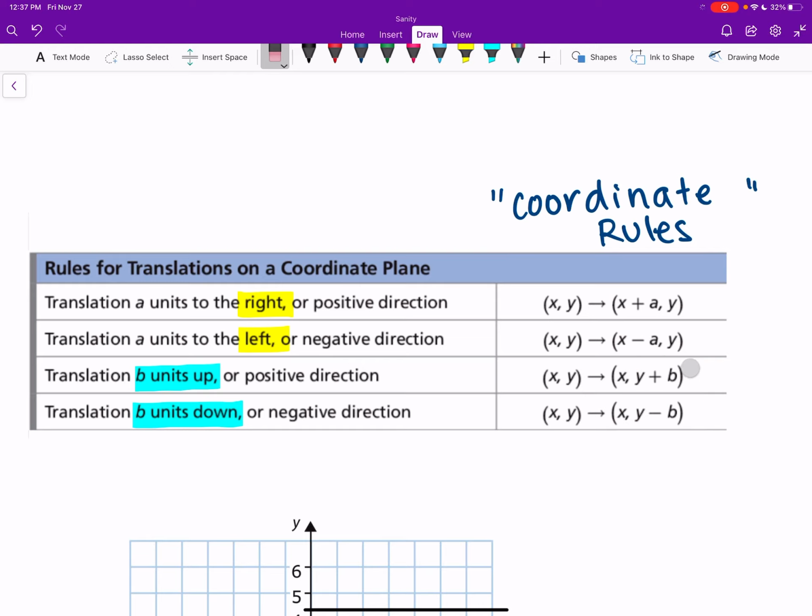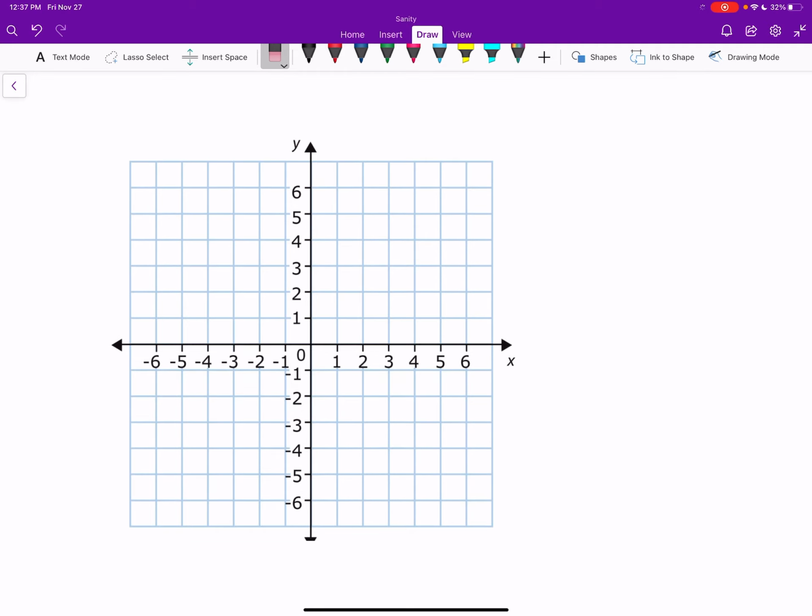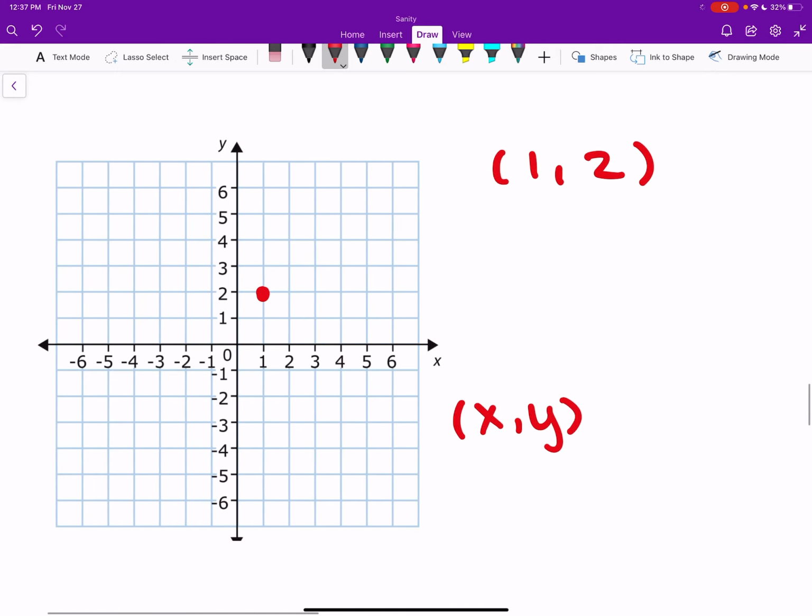Let's look at an example of all these, all right? So I've got a coordinate plane here. Let's say we have a point at 1, 2. And let's say that I have a translation. I'm going to define this translation to be, it's going to take any point, X, Y, and let's say that I want to move it down 2 units.